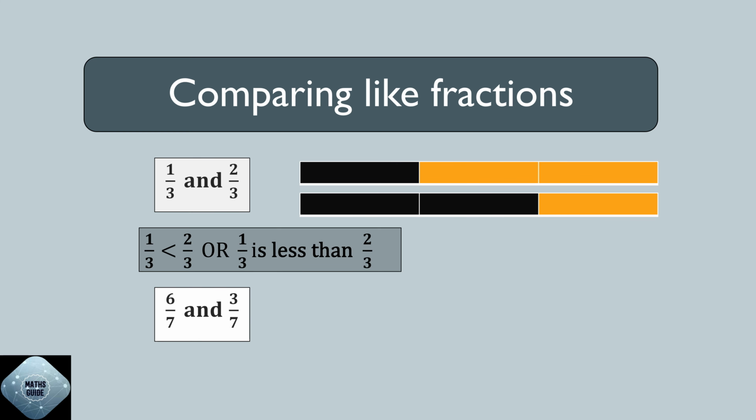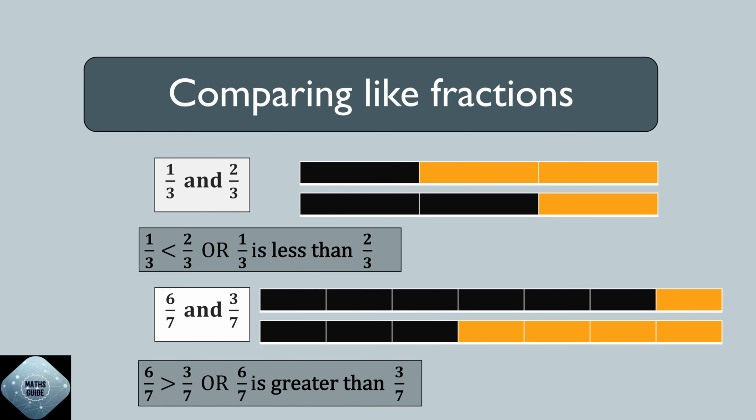Here we have another example. If we compare their numerators, you can see 6 is greater than 3. So we can say 6/7 is greater than 3/7.